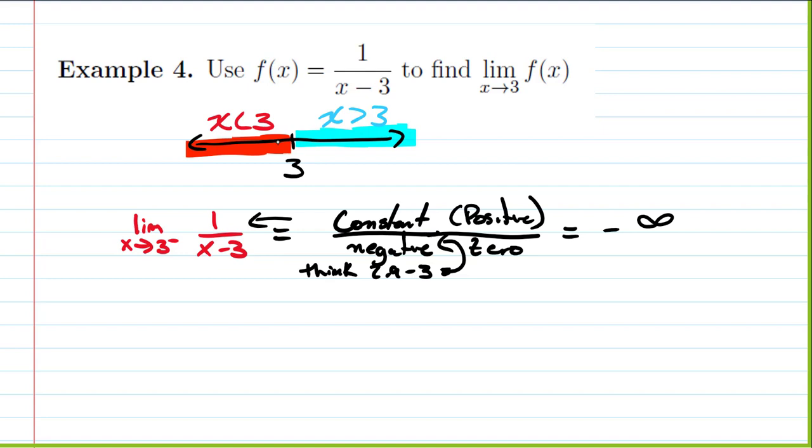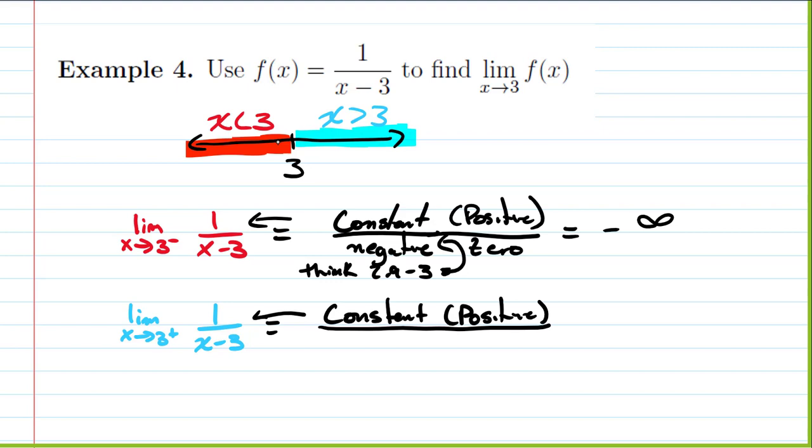So let's rinse and repeat as we come in from the right. So if we take the limit as x approaches 3 from the right of 1 over x minus 3, we're going to be doing the same thing. The numerator is exactly the same. It's still the constant 1, which is positive. But now we're approaching x using values bigger than 3. So if I have something bigger than 3 take away 3, so like 3.1 take away 3, all right, that's not an equal, that's a subtract. Is that going to be a positive or a negative?